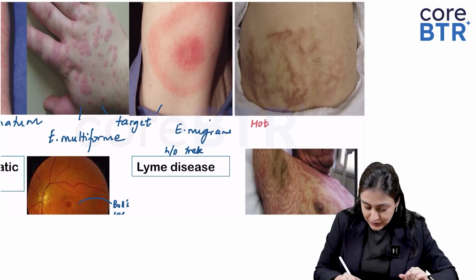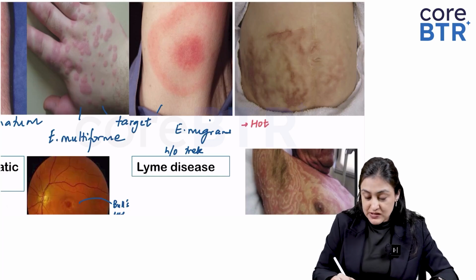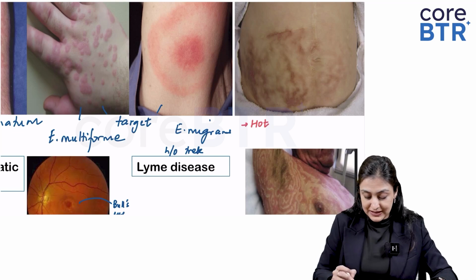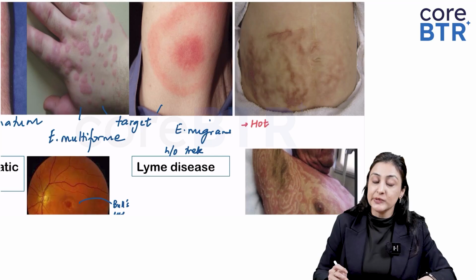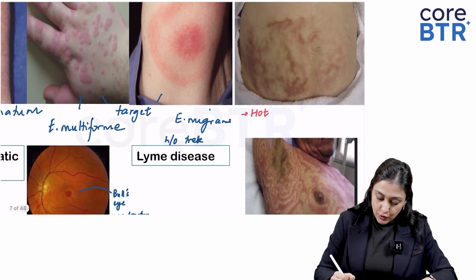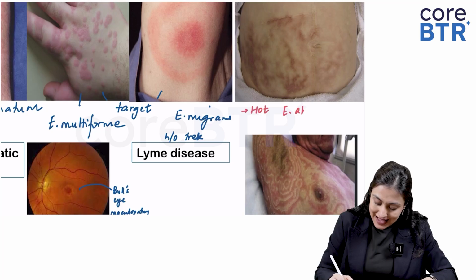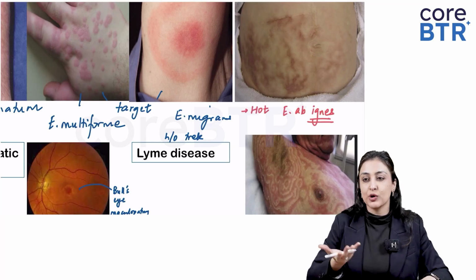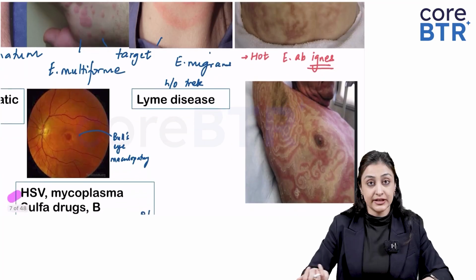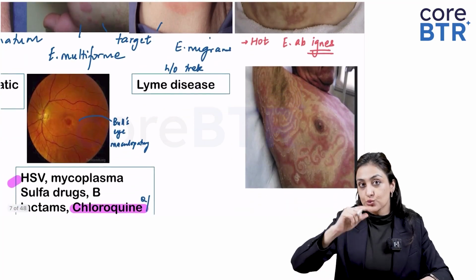Here they will tell you that there was contact with some hot object. For example, let's say you put your laptop on your abdomen or you put this hot heating bag constantly on your abdomen. The skin lesion is called erythema ab igne. Igne means fire. So erythema ab igne, hot object. Putting a laptop on your thigh and studying: erythema ab igne. So don't do that.